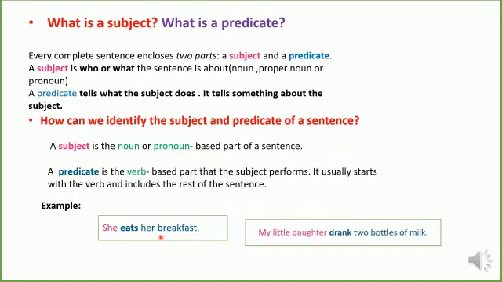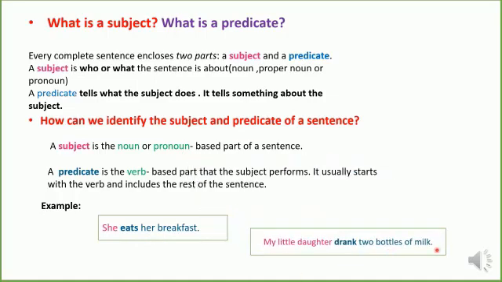Another example, my little daughter drank 2 bottles of milk. Look at this sentence. My little daughter is the subject. Drank is the verb. The predicate is the verb that includes the rest of the sentence. So drank 2 bottles of milk is the predicate.